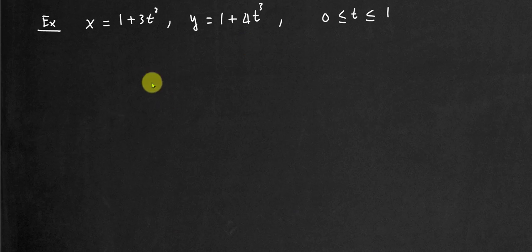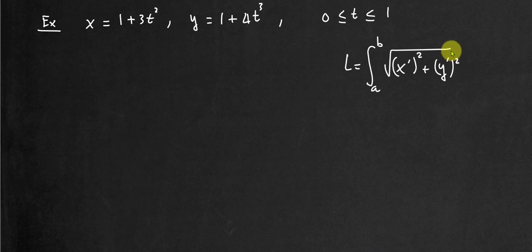For the second example, you are given two equations, x in terms of t and y in terms of t, and t is running from 0 to 1. These are parametric equations. We are given x and y, and therefore you should use the first version of the arc length that we saw earlier. So L should be the integral from a to b of the square root of the derivative of x squared plus the derivative of y squared, dt. Now we have to find each derivative here.